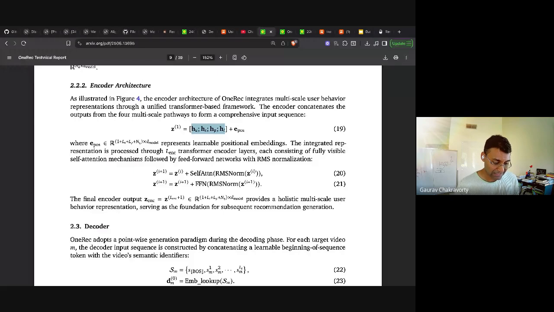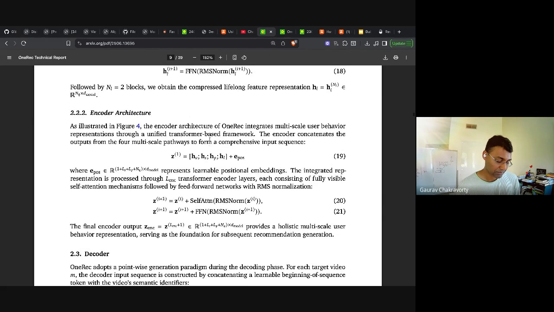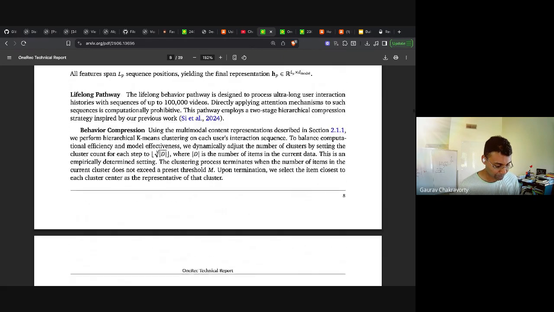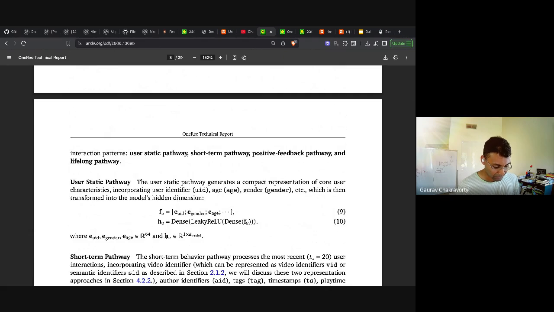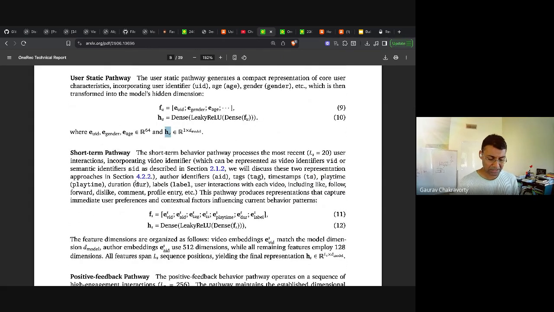Their summary is a concatenation of the encoding of different parts of the user history plus a positional encoding. I'll focus on two parts here: the long-term history and the short-term history. But for completeness, I'll mention the others. They call it the pathway. You have the HU, which is just things like age, gender, user ID, etc., the static features. And they have the short-term history, which you can say is recent watches.